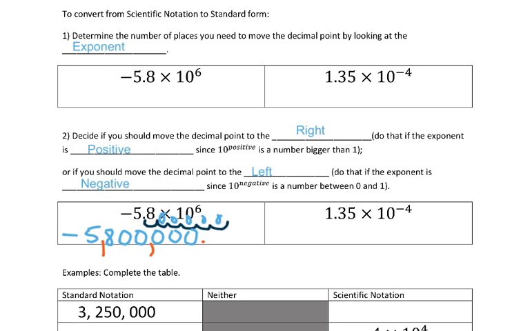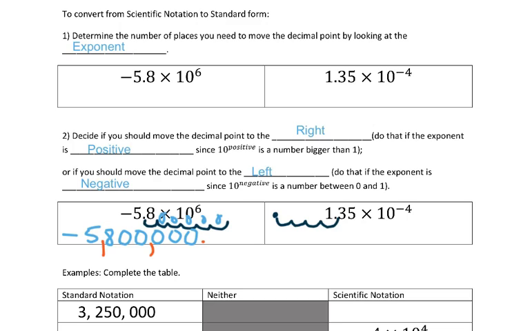Let's move on to the next example. This next example has a negative exponent, so we're going to move the decimal to the left 4 times. So we're going to take this decimal point that we see here, and we're going to move it to the left 4 times. So it looks like this. 1, 2, 3, 4.